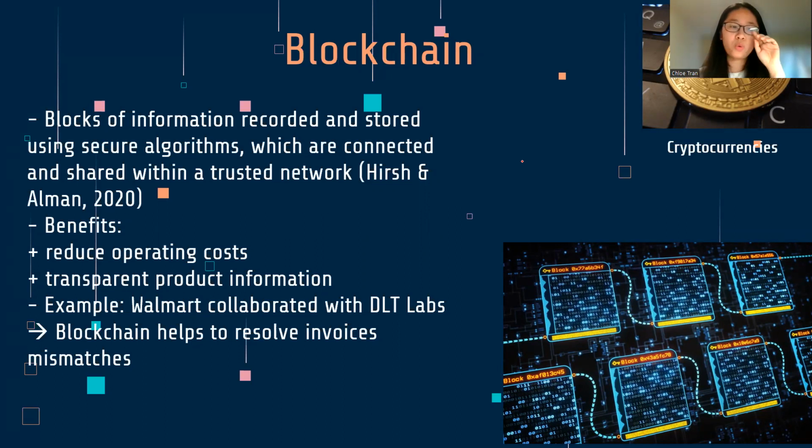for transportation purposes. So Walmart collaborated with DLT Labs. They applied blockchain, and it can collect and track the movement of the product during transportation. So it can easily resolve invoice mismatches between Walmart and outside parties.